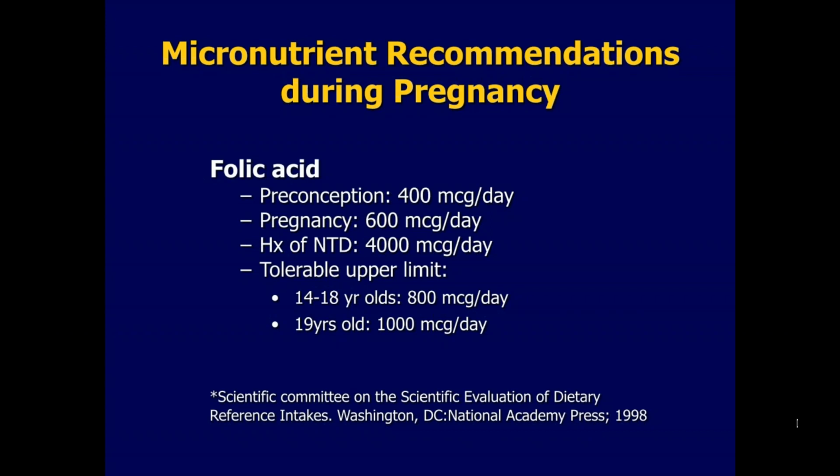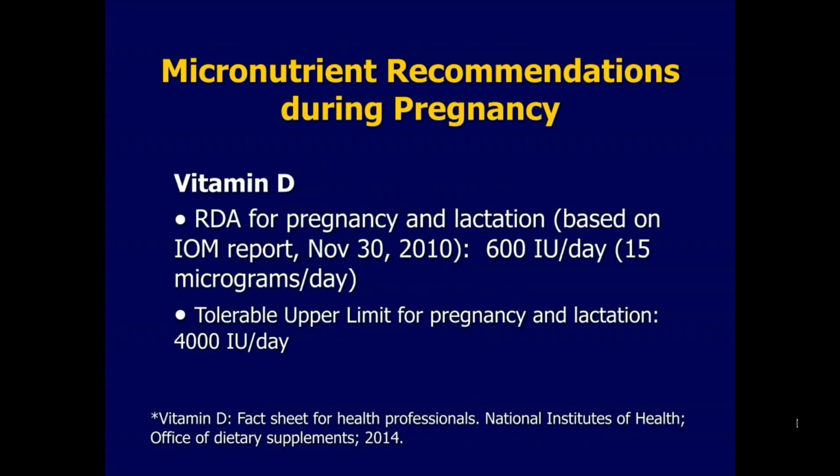Now, vitamin D. The RDA, recommended dietary allowance, for pregnancy and lactation is based on the IOM report from 2010. It is recommended about 600 international units per day, or 15 micrograms per day. The tolerable upper limit for pregnancy and lactation is about 4,000 international units per day. One thing to remember about vitamin D is we want to try to avoid mega doses due to the risk of kidney stones.